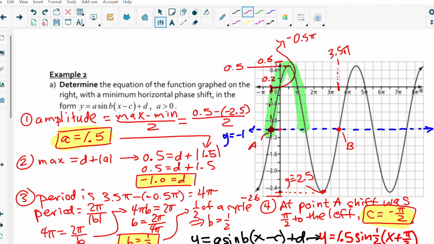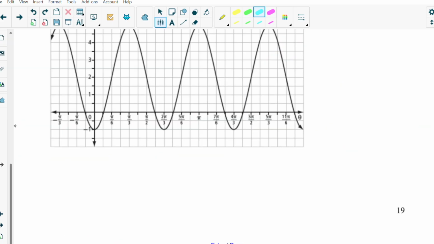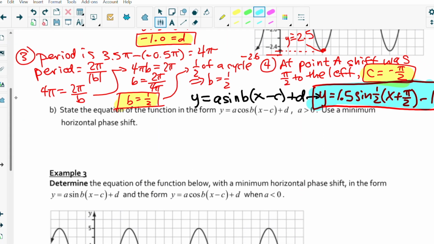And then my d value is minus 1. Okay, so there it is. And I will leave in your notes and on D2L the same link to the Desmos, where you can play around with Desmos and see these transformations happening in real time.